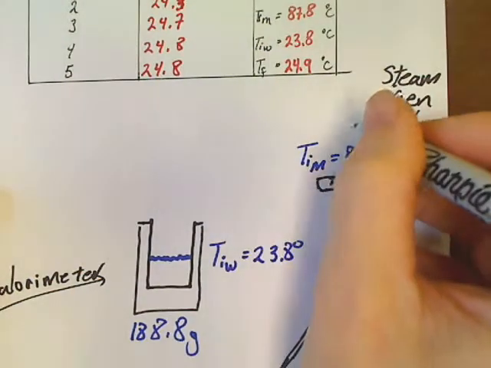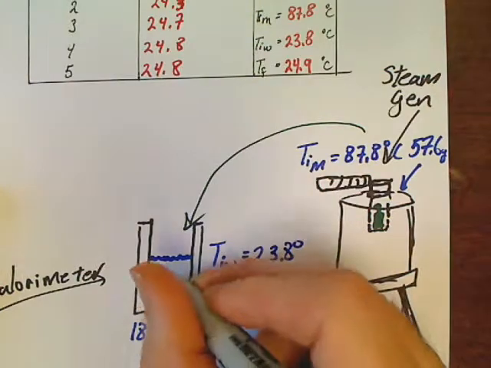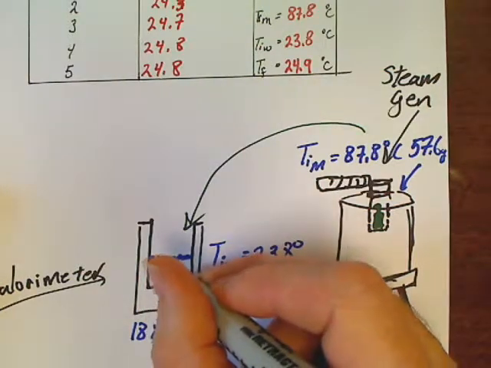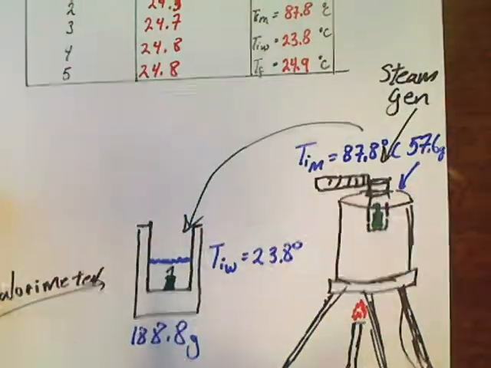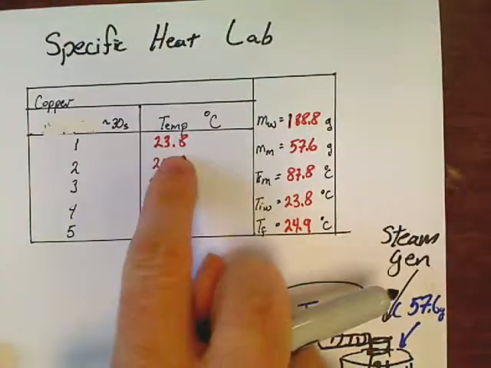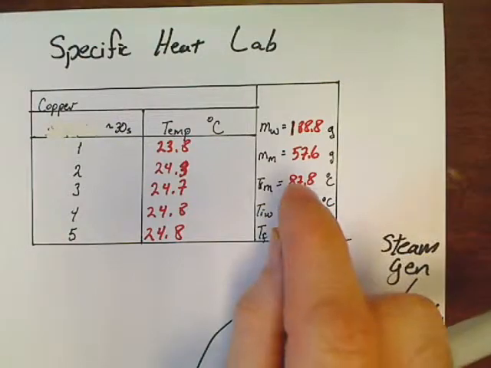And then what's going to happen is they're going to take that piece of metal, get this temperature, get that temperature, and then switcheroo. Put that hot piece of metal down into this water, and what should happen to the temperature of that water? The temperature should rise. Well, that's what you were supposed to write down over here. You were supposed to record those temperatures.